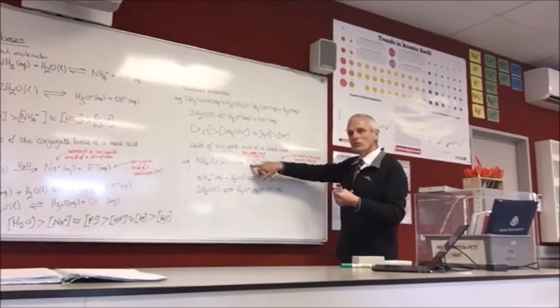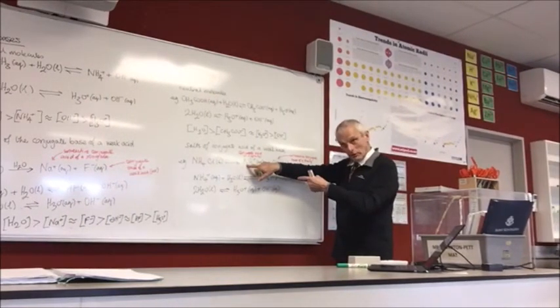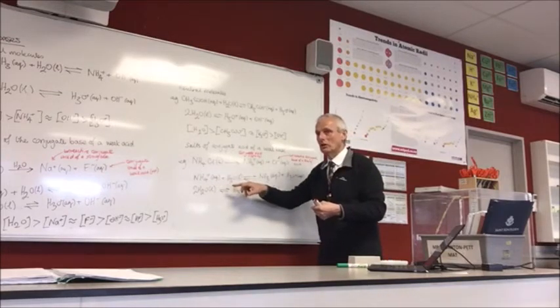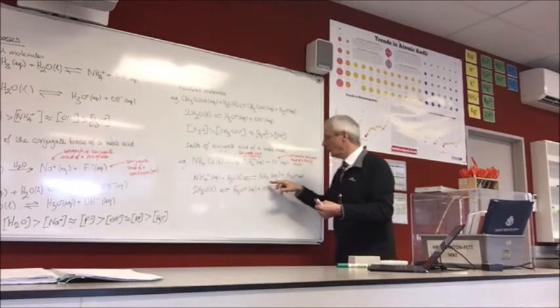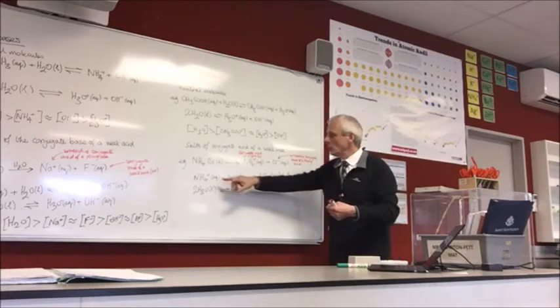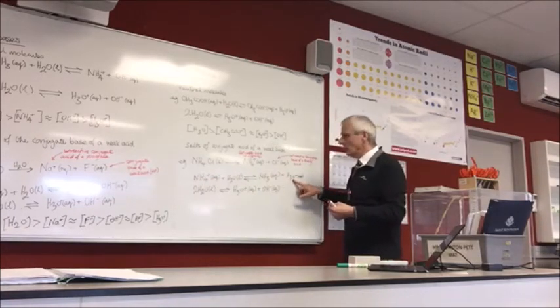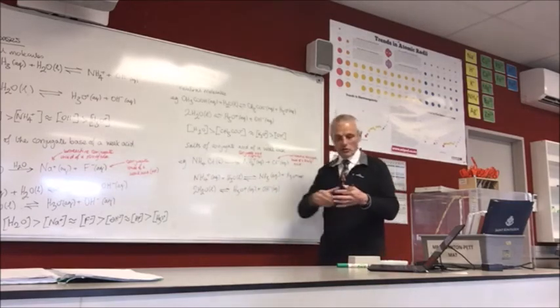But the conjugate acid of the weak base, NH3 in this case, is going to react with water. So you get this second reaction going on, okay, between the conjugate acid and water to form NH3 and H3O+, and then you've got the auto-dissociation of water.